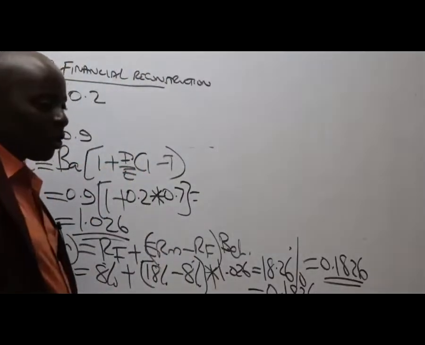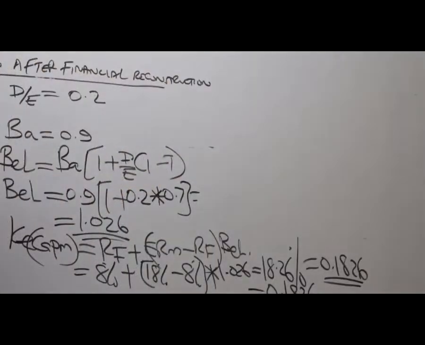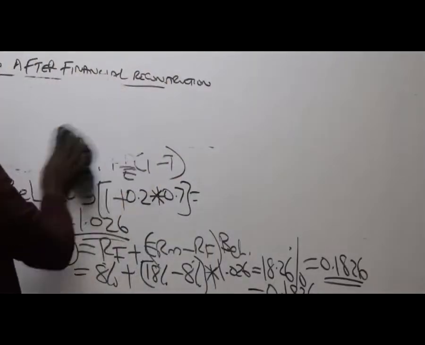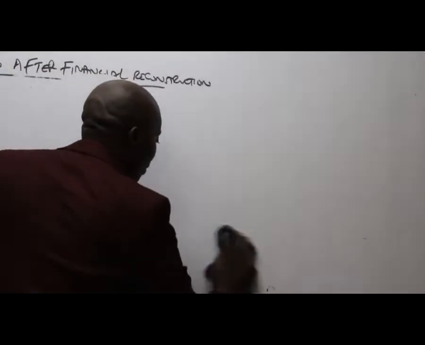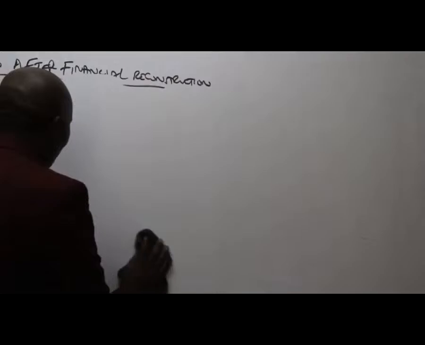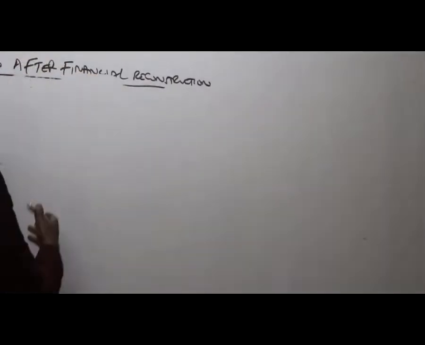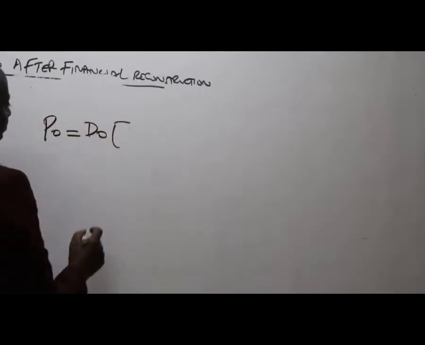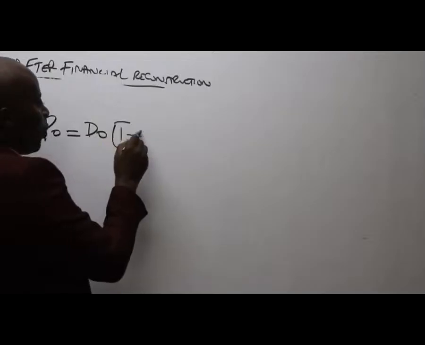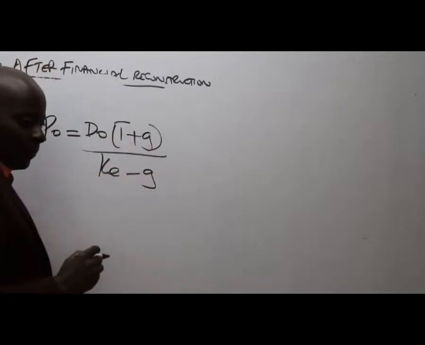So in this case, what you're telling me, Mwalimu, is to straight away compute what here? Compute your PO. Go ahead and compute your PO. So my PO after financial reconstruction, remember the formula still stands. It's DO into 1 plus growth rate all over KE minus growth rate.